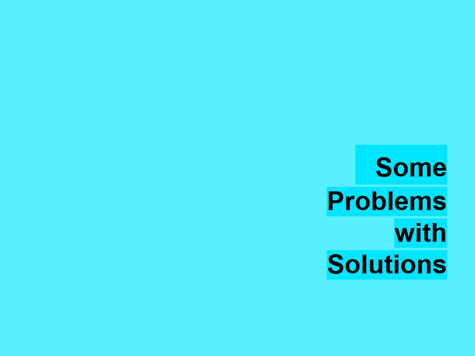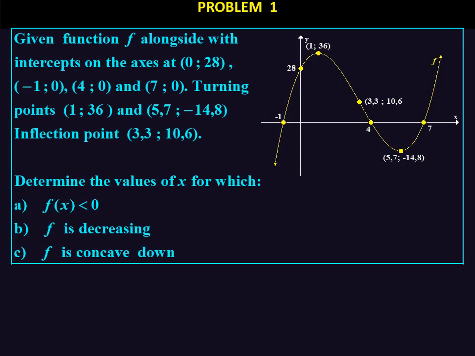Now we're going to look at some problems that will utilize all these inequalities and interpretations. Let's look at the first problem. Let's say we are given a function f. The sketch is given with intercepts, and they tell us the intercepts. Just make sure when you read that: -1 and 0, 4 and 0, 7 and 0, 0. Always double check whether everything is there. If it's not there, you insert it. And there's 1 and 36, the turning point. Normally it's advisable to highlight the given information.